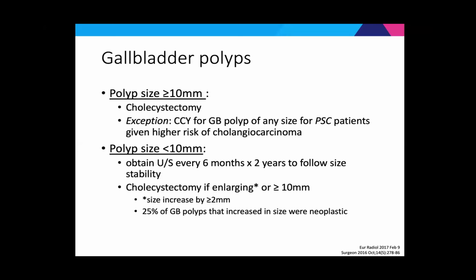Great. So for a polyp size less than 10 millimeters, we recommend an ultrasound for surveillance every 6 months for at least 2 years to show stability. During the surveillance, if the polyp size grows to be larger than 10 millimeters, you recommend cholecystectomy. And if the polyp is rapidly enlarging, at least 2 millimeters or larger at a time, that's a bad sign, so you'd also recommend cholecystectomy.